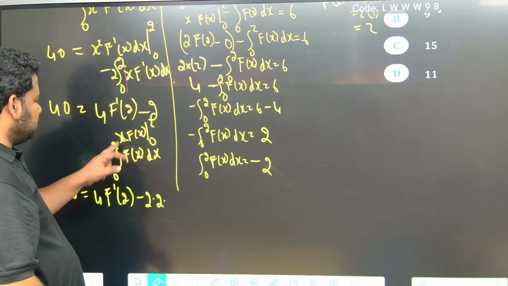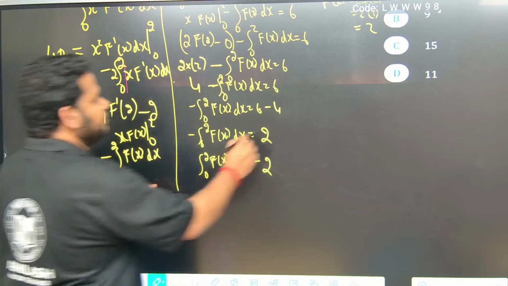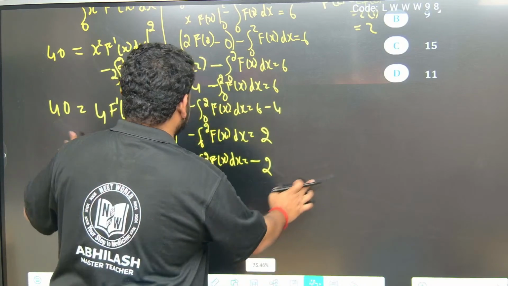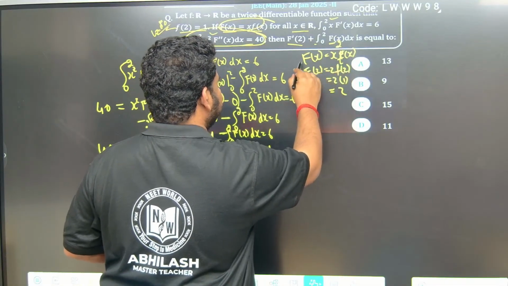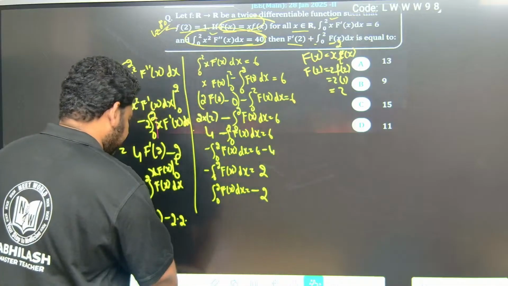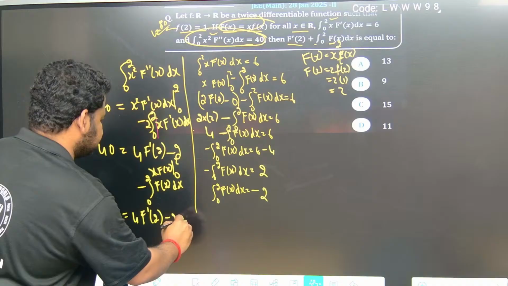This is nothing but equal to minus 2 times x times f of x. X times f of x can be written as, focus here on what I have written, x times f of x can be written as x f of x, that is nothing but equal to what?